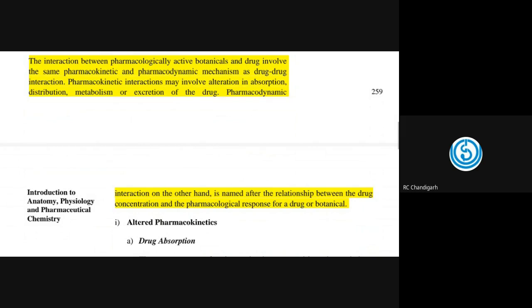So there are two parts of pharmacology, that is pharmacokinetics and pharmacodynamics. Pharmacokinetics is what the body does to the drug, meaning its absorption, distribution, metabolism or excretion. And pharmacodynamic interaction means what the drug does to the body, whatever pharmacological actions are happening in the body due to the drug.